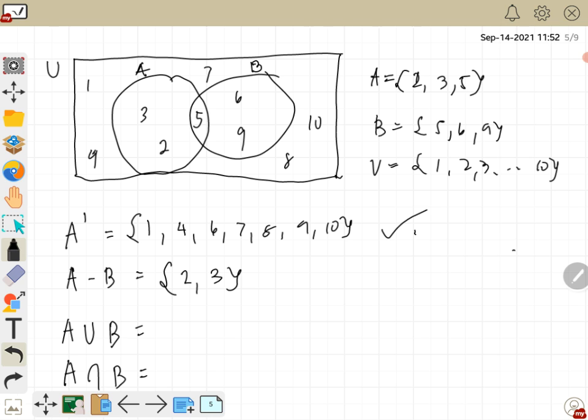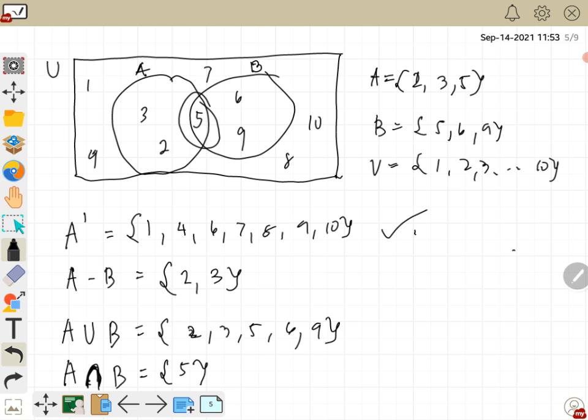How about A union B? From the word union, we simply combine all the elements of A and B. That's 2, 3, 5, 6, 9. Okay? How about intersection? When you say intersection, these are the common elements between the two sets. What are the common elements between A and B? That is simply 5, which is this one.